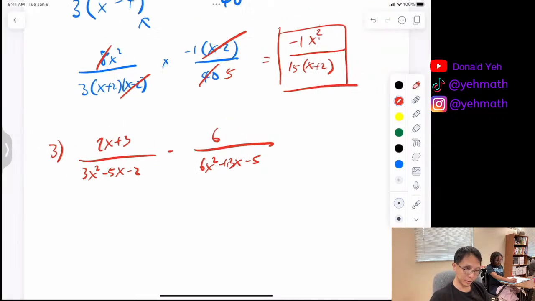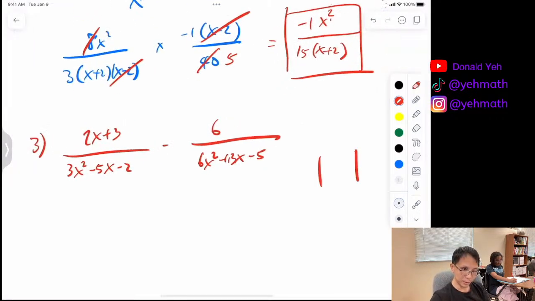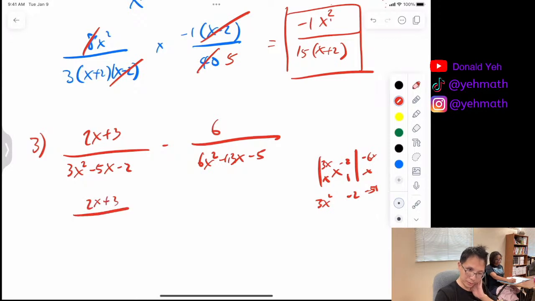Okay, Katie, did you factor 3x squared minus 5x minus 2? I got 3x plus 1 times x minus 2, so that's C. 2 and 1, 3x plus 1. Oh yeah, that's good. So 2x plus 3 over 3x plus 1 and x minus 2. Good job.